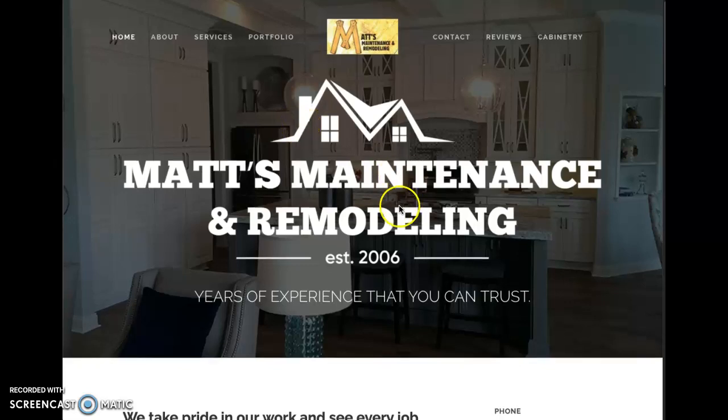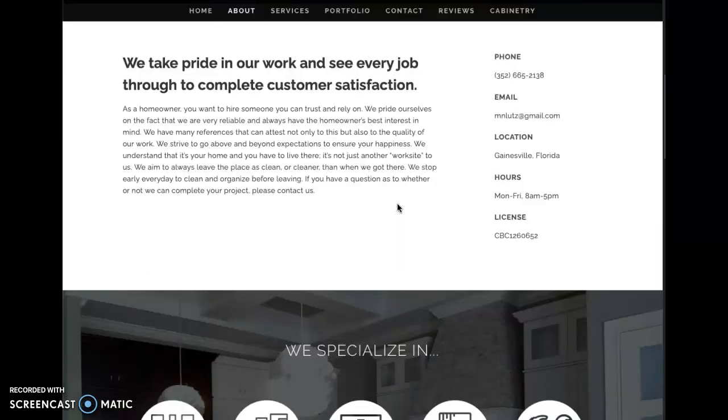So the first thing that I want to talk about is content. When someone searches for, say, home remodel Gainesville, Google has what's called crawlers, and they crawl the internet searching and ranking those results. And they're looking for keywords and what your site should be found for, things like the services that you offer and what areas you serve.